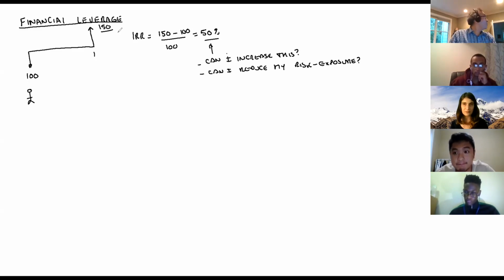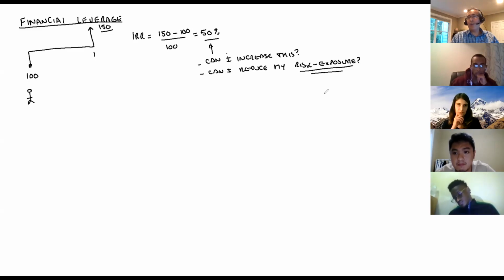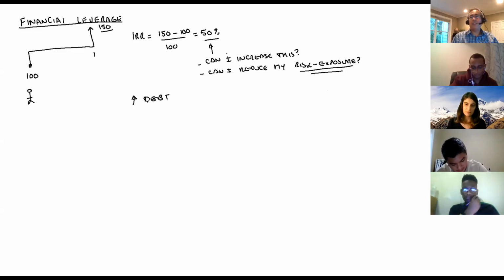So what you try to do is try to reduce your exposure. But you know what is interesting? How do you reduce your exposure? So basically, two things. You look for a partner or you look for debt. Agree? So what you do normally is increase debt. Okay, so basically you borrow money.